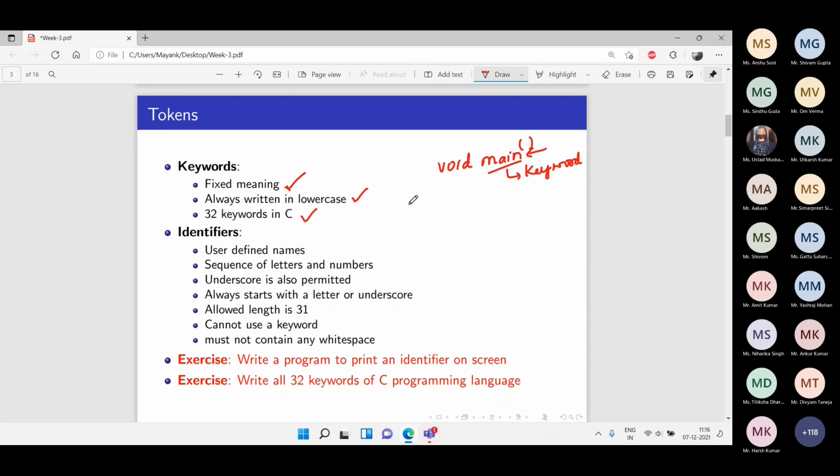Okay. So these are the keywords. So there are 32 keywords. So if you have your C book with you, or if you have internet with you, take a look at those 32 keywords. Okay, so there is one more writing question. Write all 32 keywords. So you have to write and scan and submit.